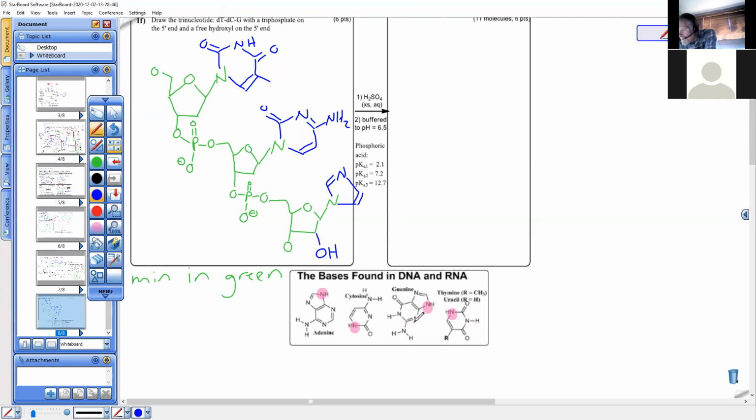We go new ring, N, double bond C. The C has an NH2 sticking off the ring. And the same C also has a bond to NH. And then the NH is bonded to a carbonyl, which closes back up to the first ring.